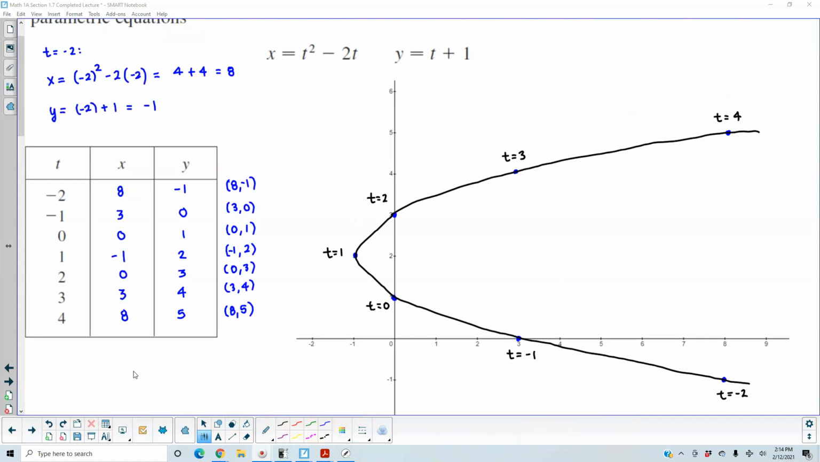Now the next thing we need to talk about here is that this is considered our first point, so this is our initial point. And this is our ending point.